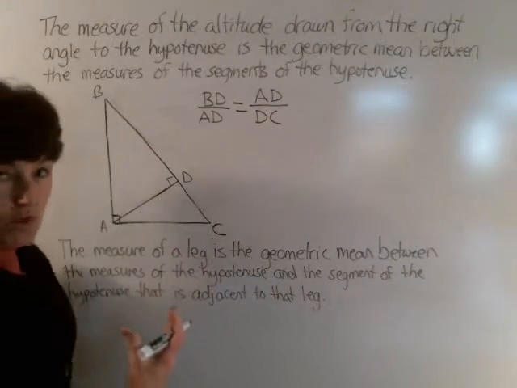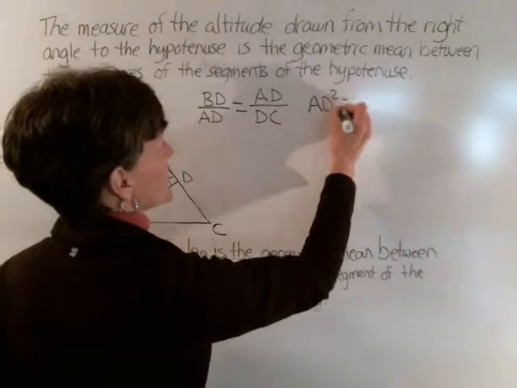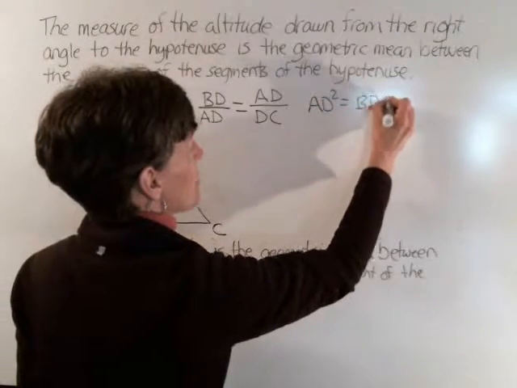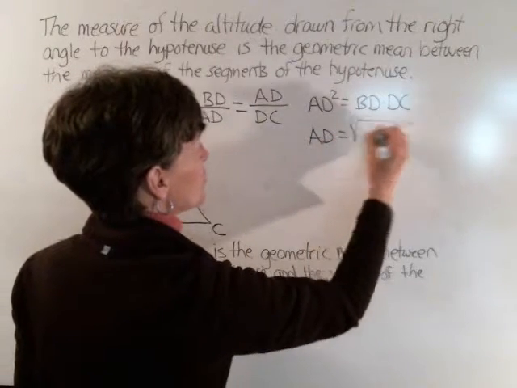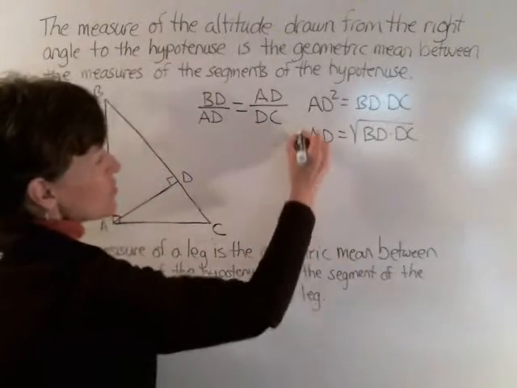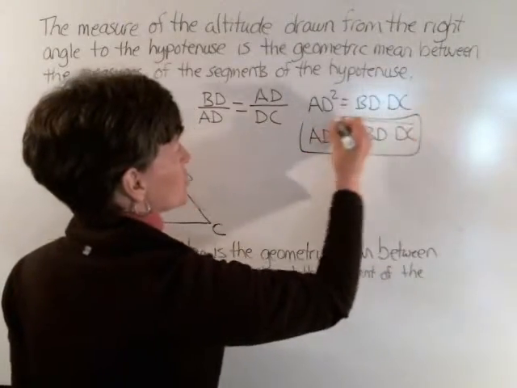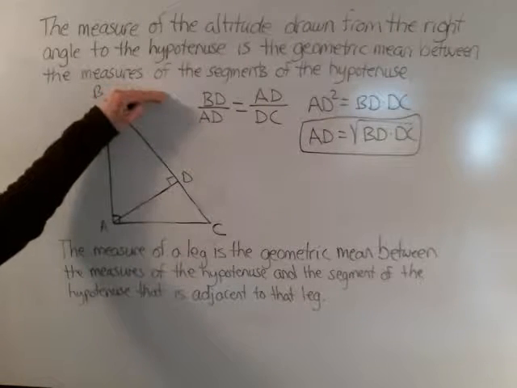Now, when I rewrite this equation by cross-multiplying, I get that AD squared equals BD times DC, which means that AD equals the square root of BD times DC. And so this is my geometric mean equation that represents this first theorem right here.